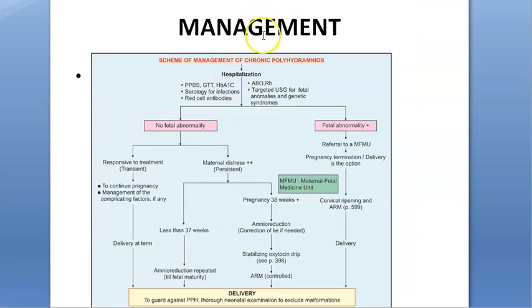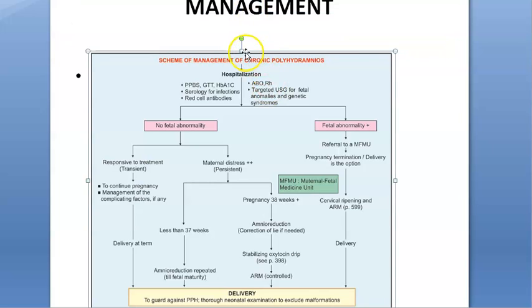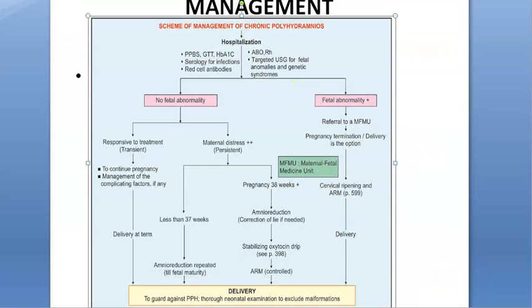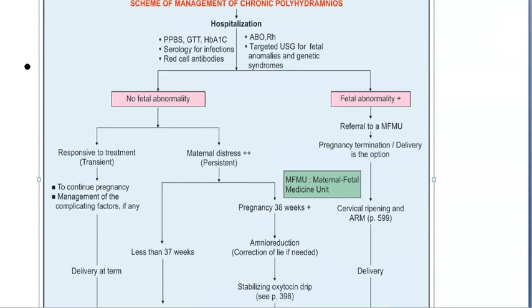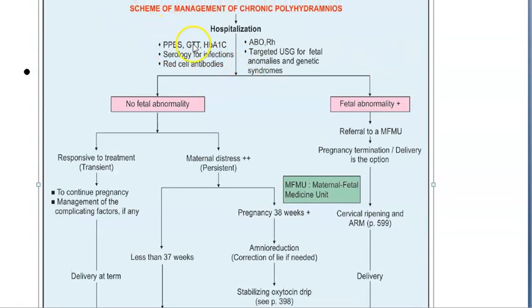Now let us look at the management of polyhydramnios. So are you ready? So how will you manage this person? You will hospitalize this person. If they have polyhydramnios, you do not send them home, you hospitalize them, and then you do all the blood tests required. You will check the glucose tolerance test, the postprandial blood sugar, and the last 3 months of glycosylated hemoglobin. Then you will check for Rh isoimmunization, blood grouping.